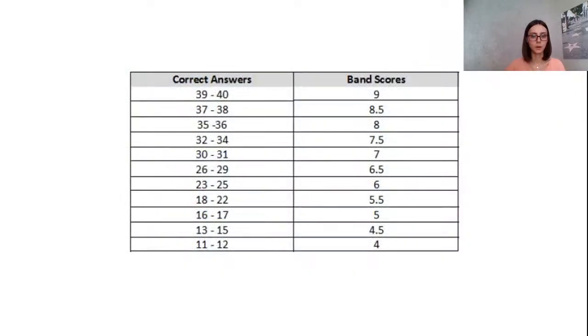Alright guys, so here you can see the number of correct answers and the band score for these correct answers. So if you got 39 of 40 correct answers, your band score is 9. So 37, 38 is 8.5, 35, 36 is 8, 32, 33, 34, 7.5, and so on. So now you can count your score.